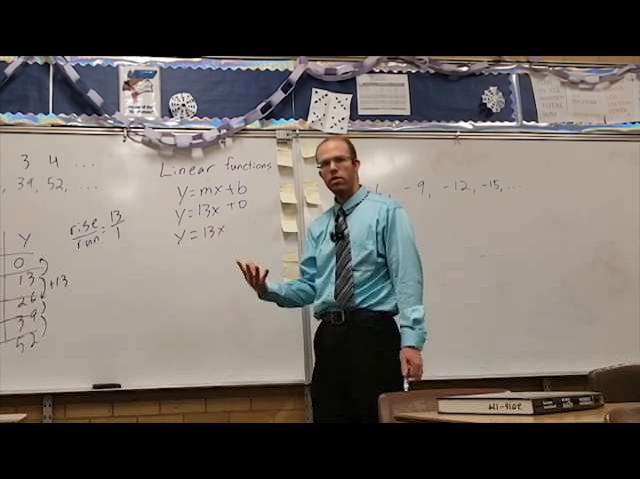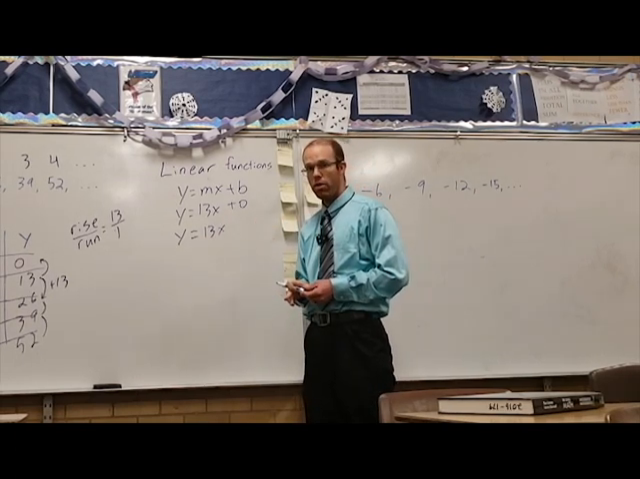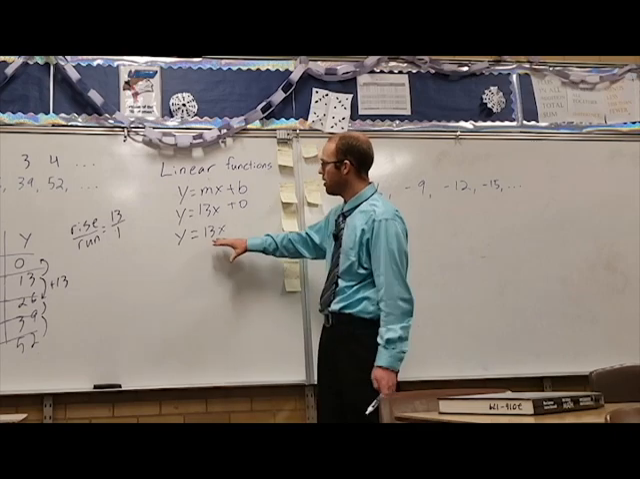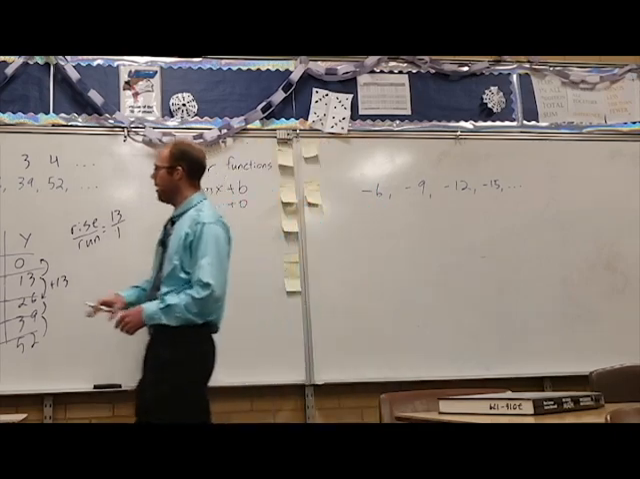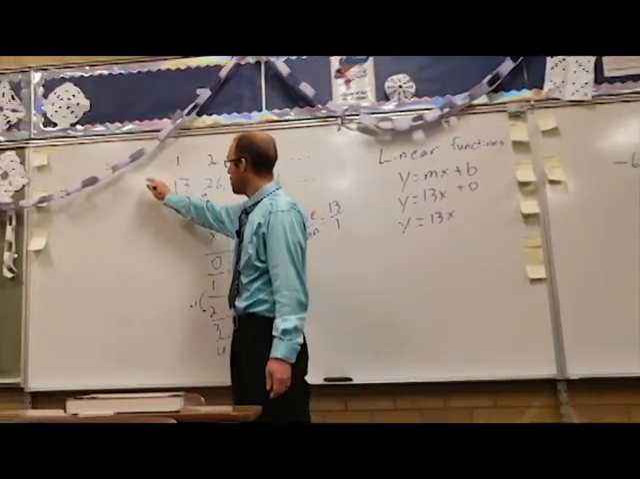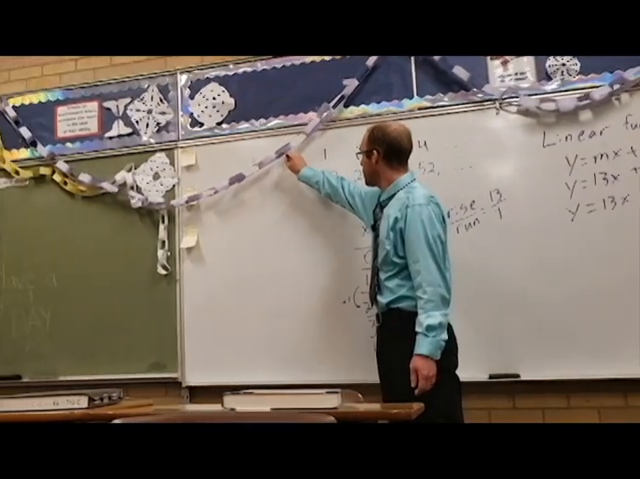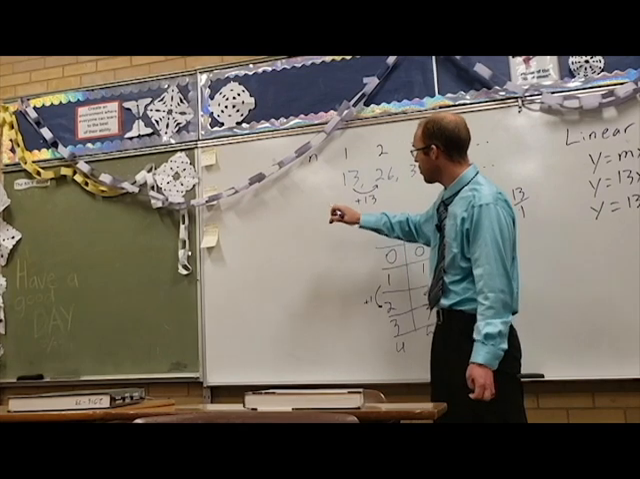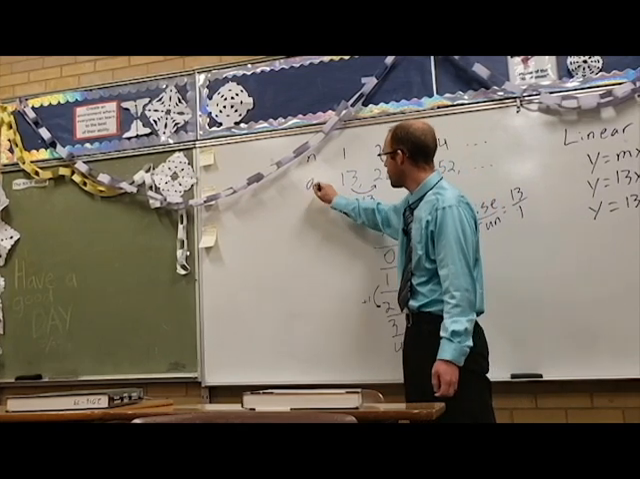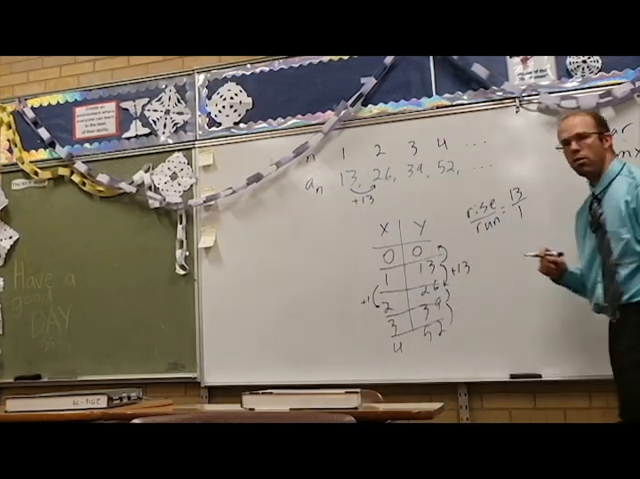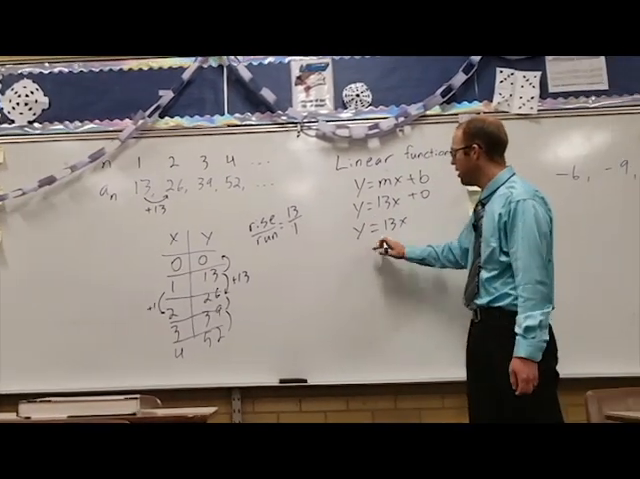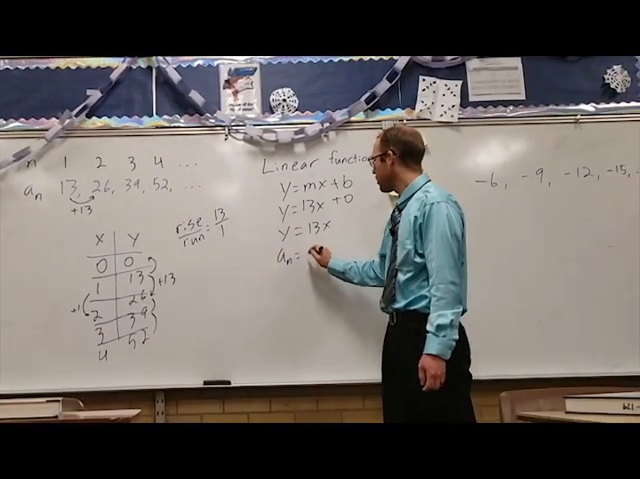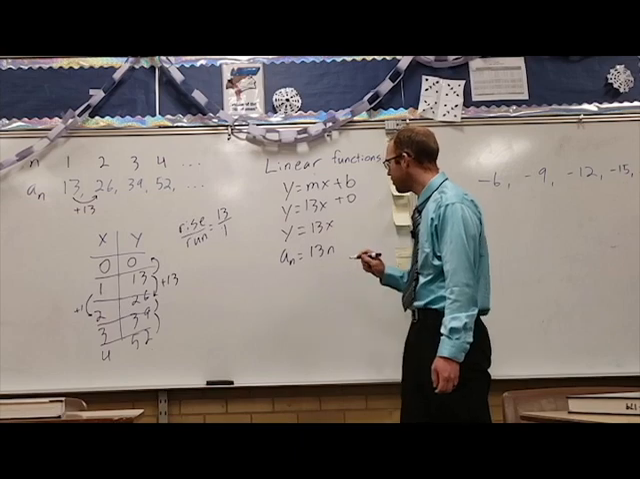We're going to change this to have sequence notation though, so we can write this slightly differently. The only two changes we need to make is that our x value has been switched out to n, representing a natural number, and our y value has been switched out for a sub n. We're going to make those two changes here. We do a sub n equals 13 times n.